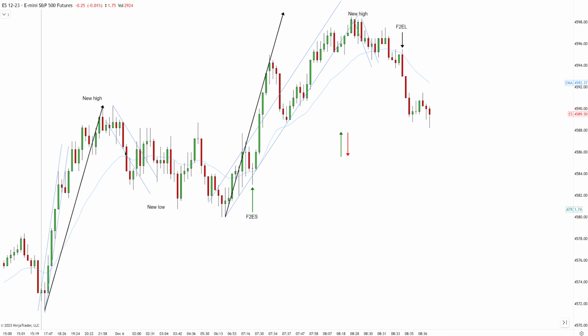Instead, I'm using the two-legged pullback, and for this reason, I'm drawing this channel a little bit tight because I want to have a break to a new extreme. I don't want to get trapped buying at the top of the move once I reach the first leg, break, second leg. So this is my thinking process.